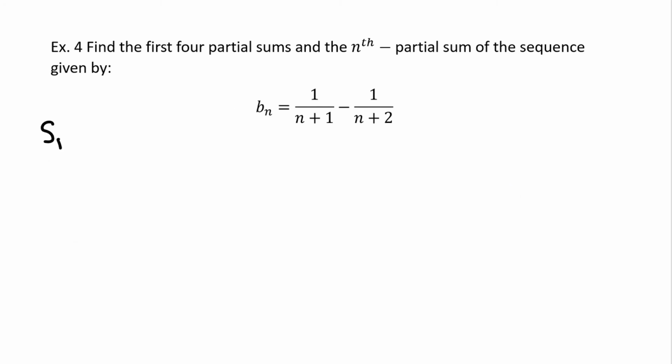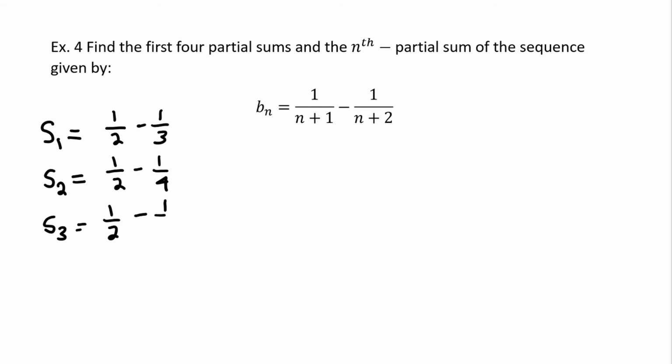So we got that the first partial sum is 1/2 minus 1/3. The second partial sum, when simplified, is 1/2 minus 1/4. The third partial sum was 1/2 minus 1/5. And the fourth partial sum, when simplified, is 1/2 minus 1/6. We're asked to come up with the formula, or the nth partial sum.